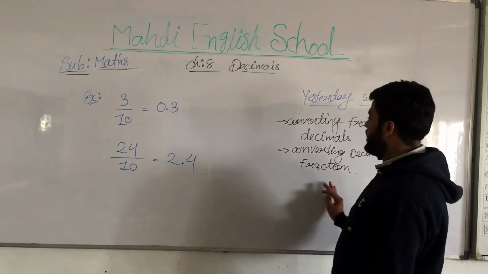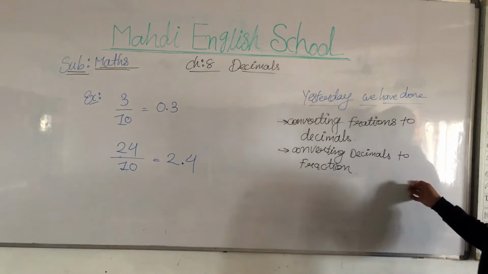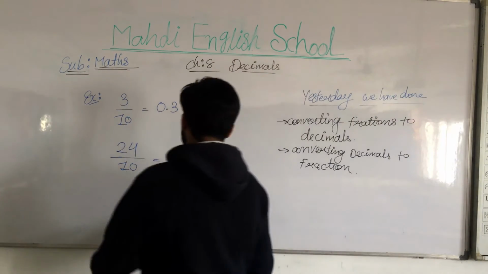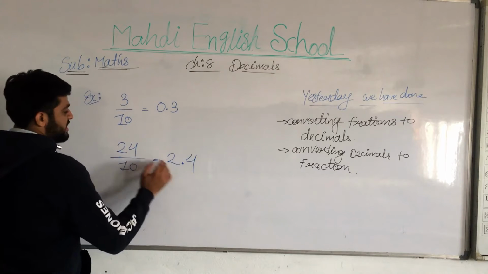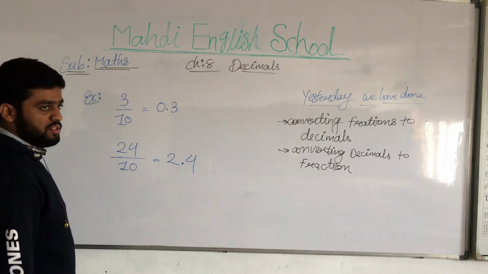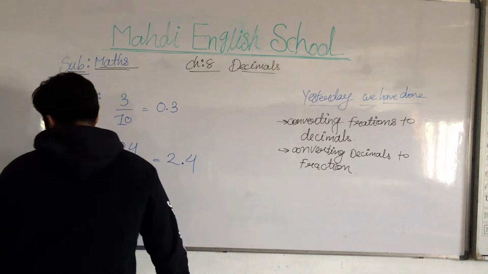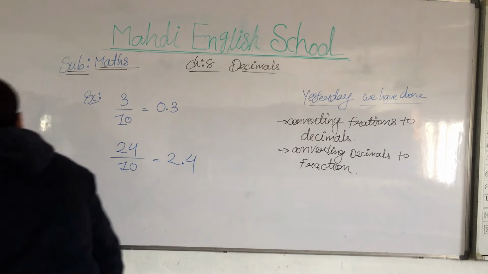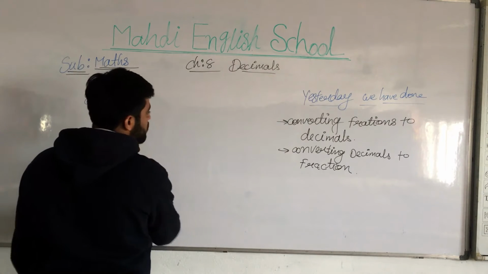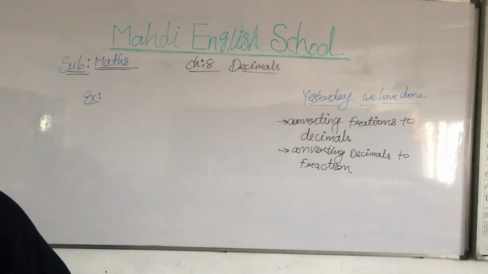Now let's check the example of converting a decimal to a fraction. It is the opposite thing. See here, my dear students, on the opposite side it is a decimal to a fraction. Understood what I am telling you? I am writing the example of converting a decimal to a fraction.